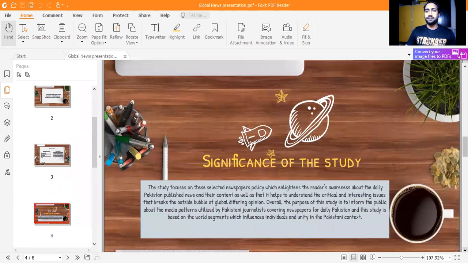The next slide is the significance of the study. Our study basically focuses on the selected newspaper's policy, which enlightens readers and raises awareness about the news published by the Daily Pakistan. That will help us understand the critical and interesting issues about the media patterns utilized by Pakistani journalists covering the Daily Pakistan. So this study is based on world segments which influence individuals and unity in the Pakistan context.